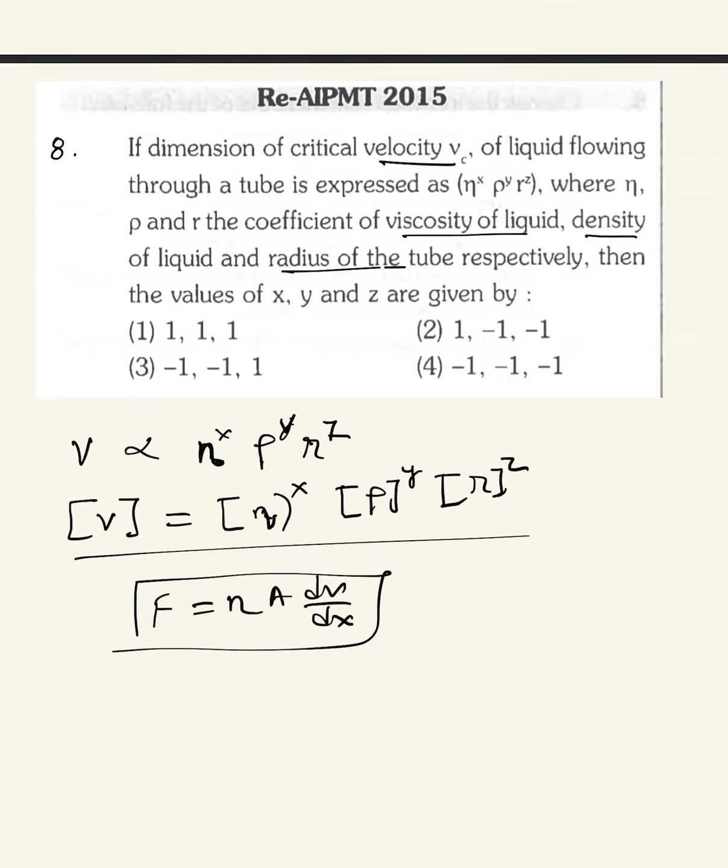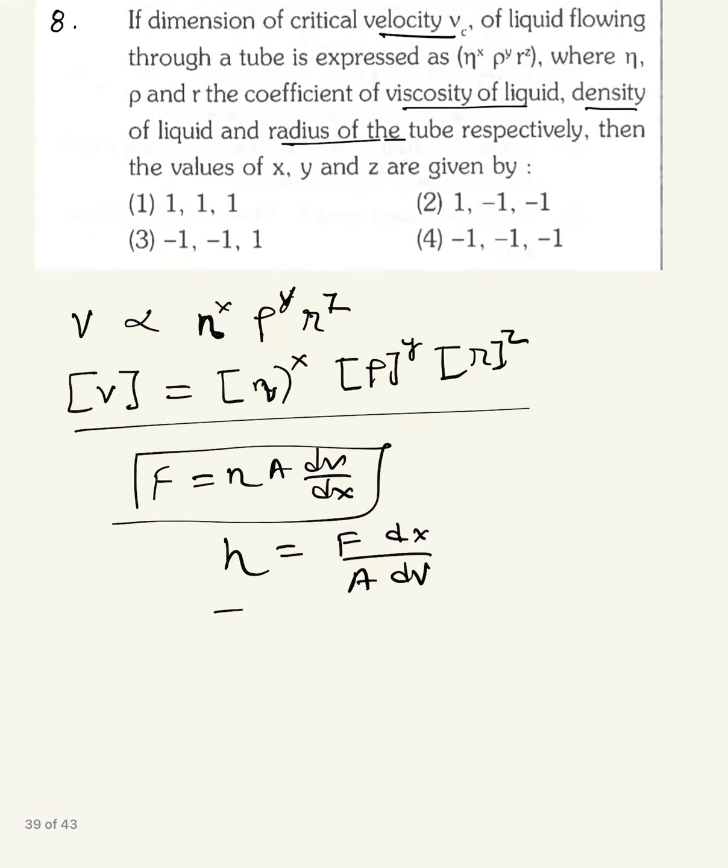So from here the coefficient of viscosity will be F times dx upon area into dv. I have already used the whole space, so I will try to use minimum space because we have to solve this question also. So the dimension formula of eta is the dimension formula of F, that is MLT^-2, dx is L divided by area L^2, and dv is LT^-1.